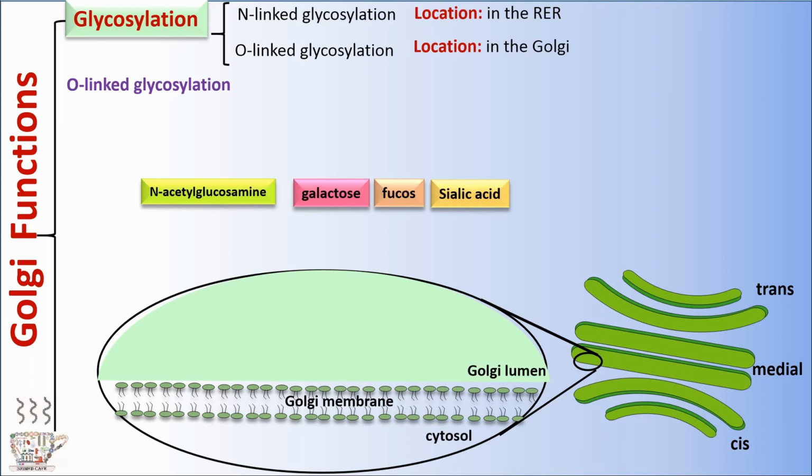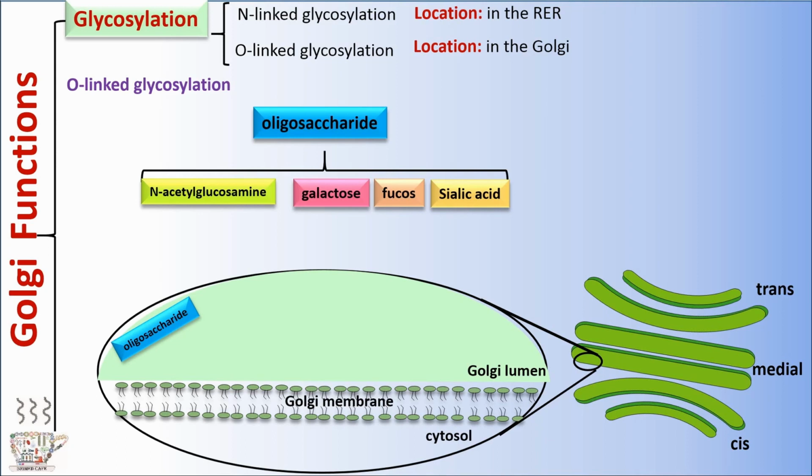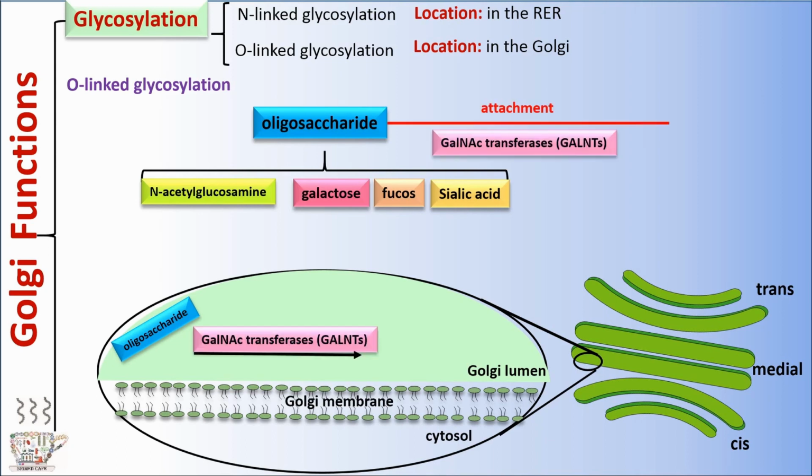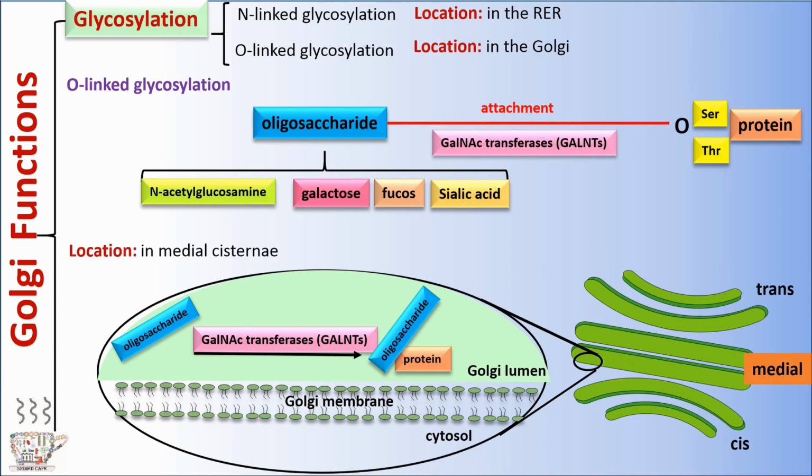N-acetyl glucosamine, galactose, fructose, and sialic acid create an oligosaccharide. This oligosaccharide is attached to the oxygen of the serine or threonine of a protein by GalNAc transferase. It occurs in medial cisternae.